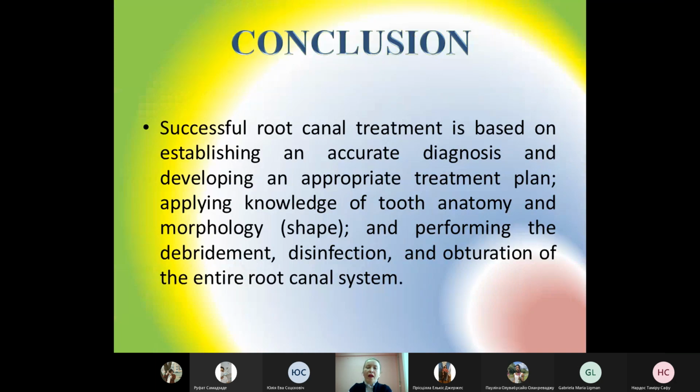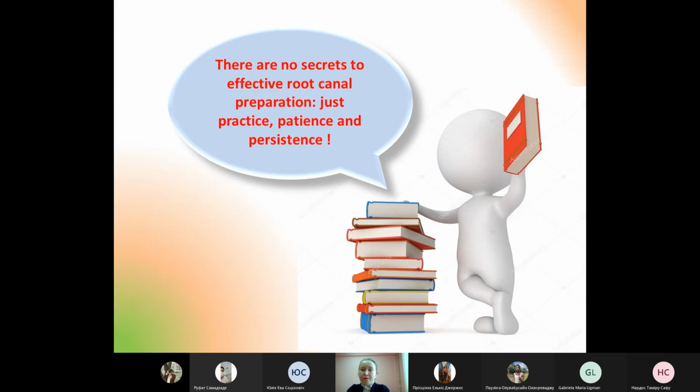In conclusion, successful root canal treatment is based on establishing an accurate diagnosis and developing an appropriate treatment plan, applying knowledge of tooth anatomy and morphology of the root canals, performing the debridement, disinfection, and obturation of the entire root canal system. And finally, such a statement: there are no secrets to effective root canal preparation, just practice, patience, and persistence.